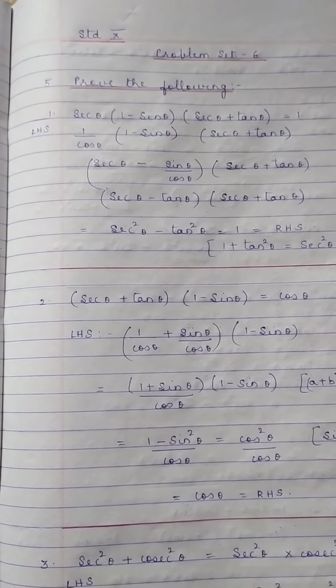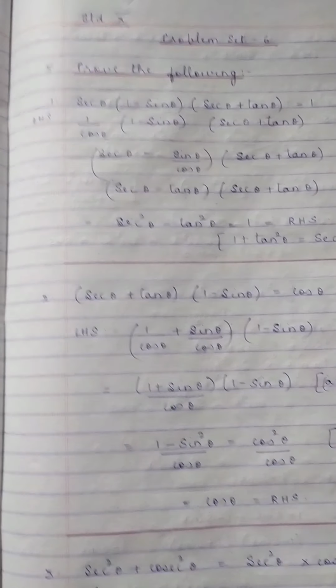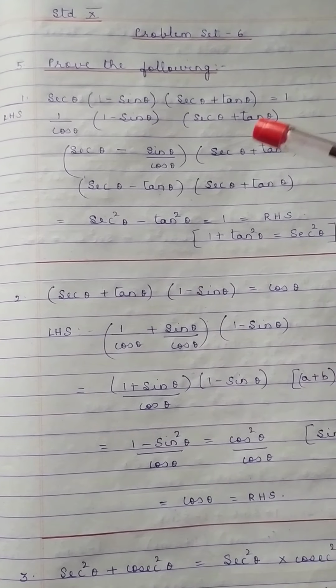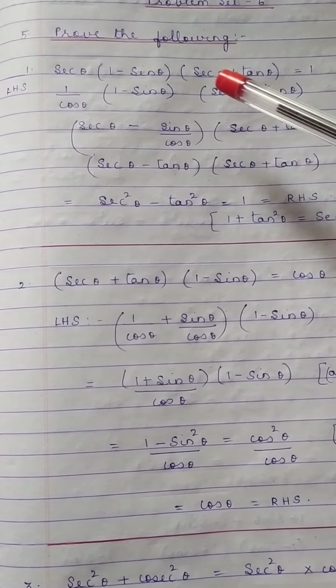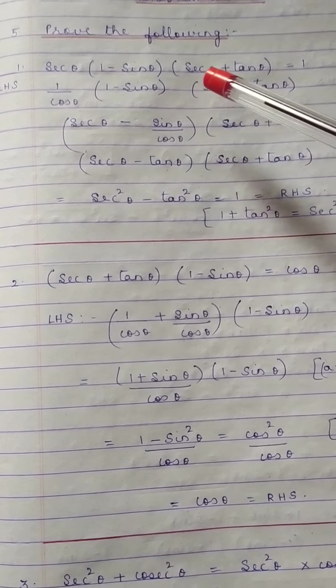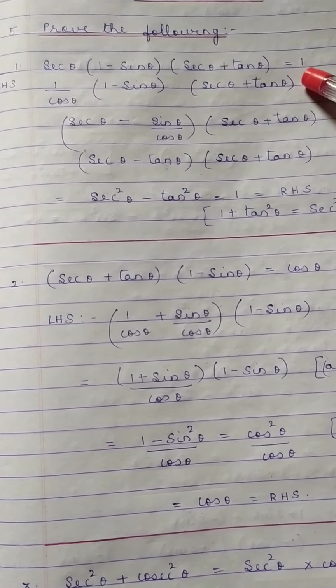Hello children. Today we begin with problem set 6, question number 5. Prove the following. First question: secant theta into 1 minus sin theta into secant theta plus tan theta equal to 1.